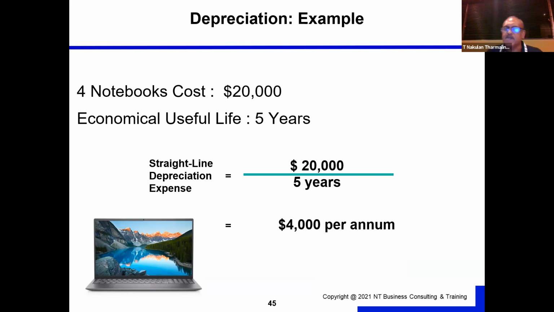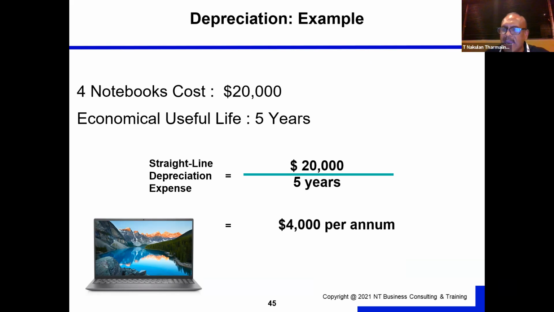So that's really depreciation. This is how depreciation works. At the end of the day, the rule of the game is it is a fixed asset. It cannot be charged to the P&L. It will be charged over a period of time, something called depreciation or amortization.